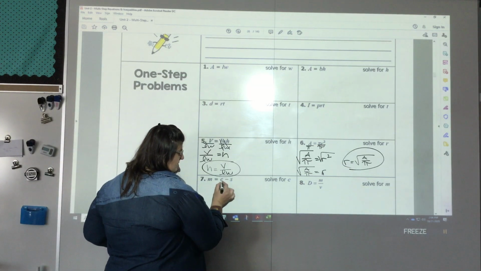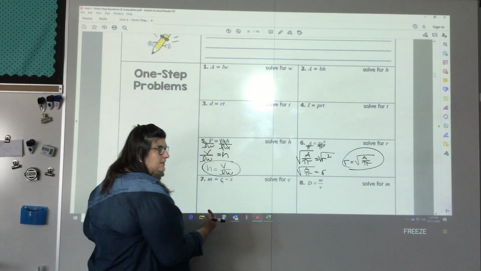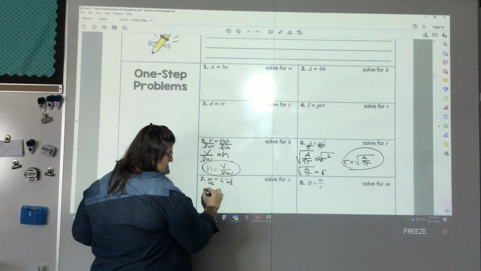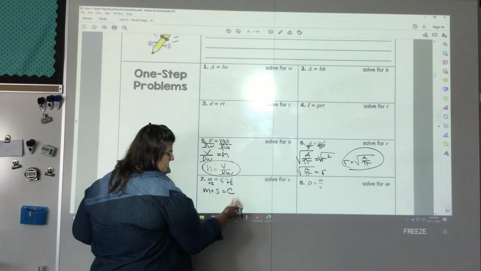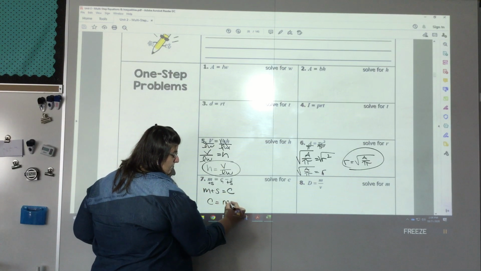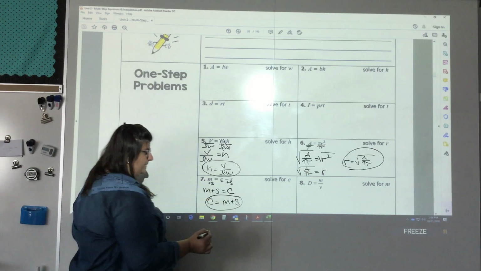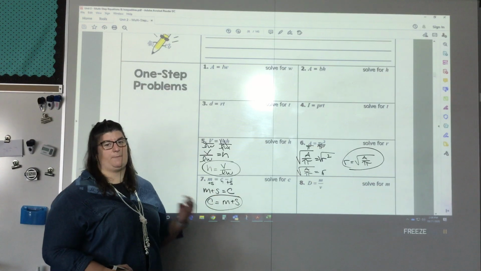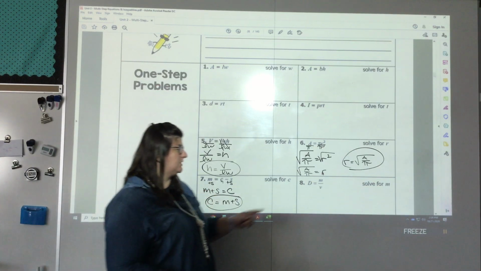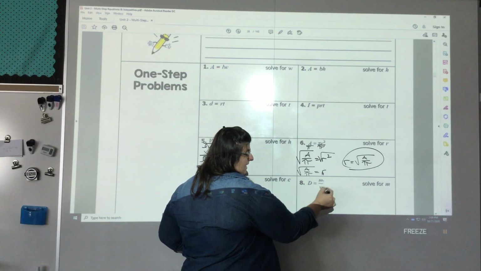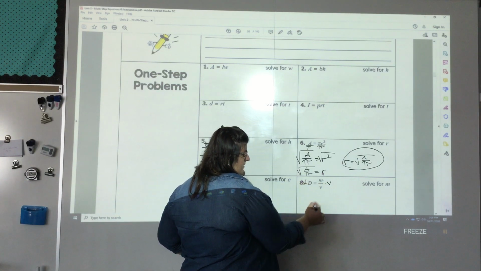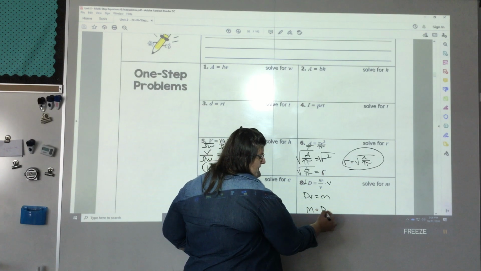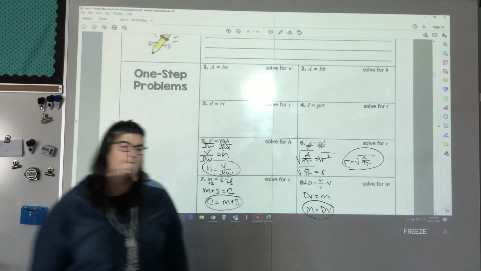I'm solving for C, here's my C. I'm subtracting S. The inverse of subtraction is addition, so I'm going to add S to both sides. M plus S equals C. C equals M plus S. Here's my multiple variables. I'm showing the operation one step at a time. One more, I'm solving for M. So I'm dividing by V, so I'm going to multiply by V. So I've got dV equals M. Simply rewrite that, M equals dV.